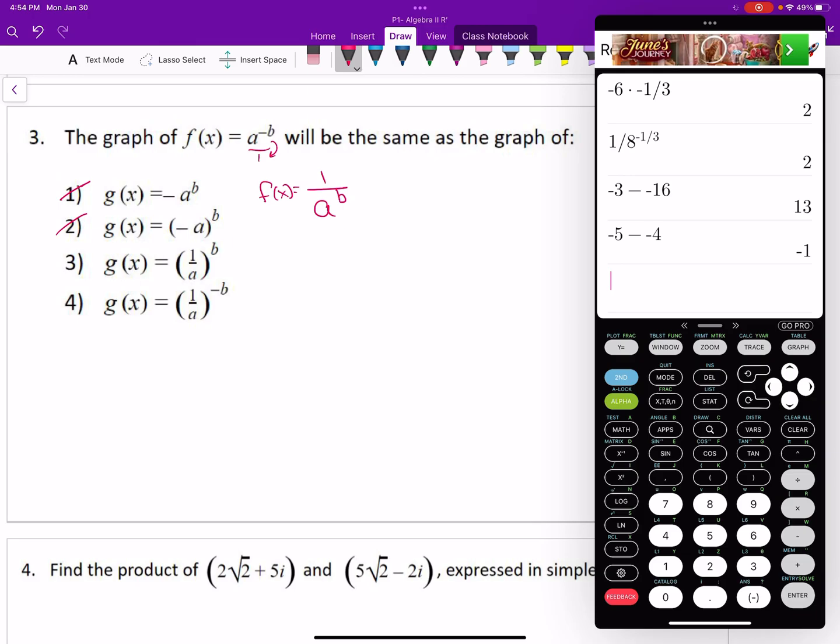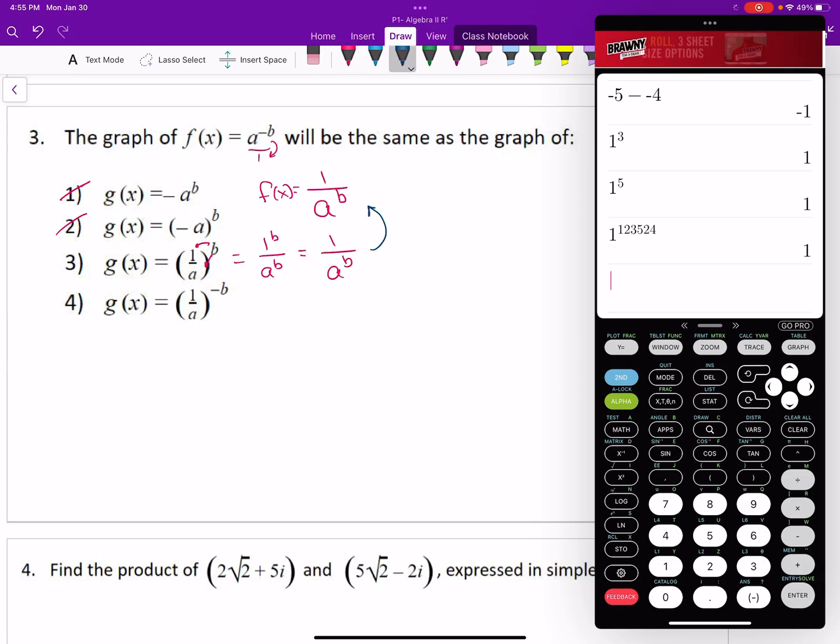For 3 and 4, if I distributed that exponent, the b, I get 1 to the b over a to the b. On top, 1 to the b, 1 to any power, no matter what power I choose, I get just 1 as an answer. On the bottom, a to the b is a to the b. So these are the same. So we get answer choice 3.